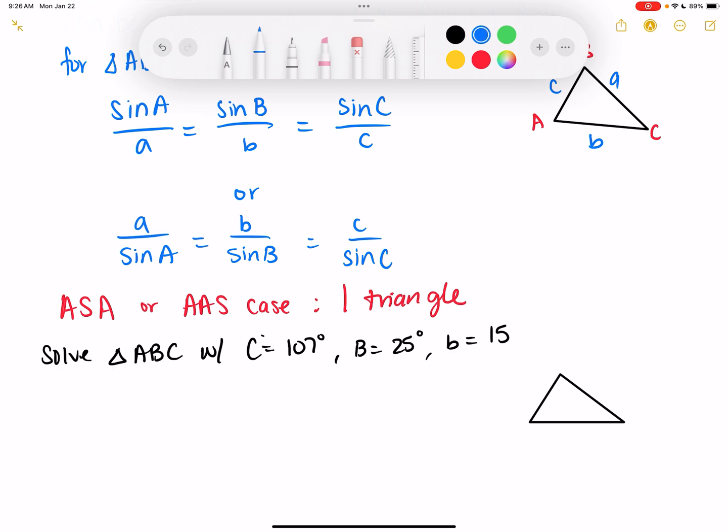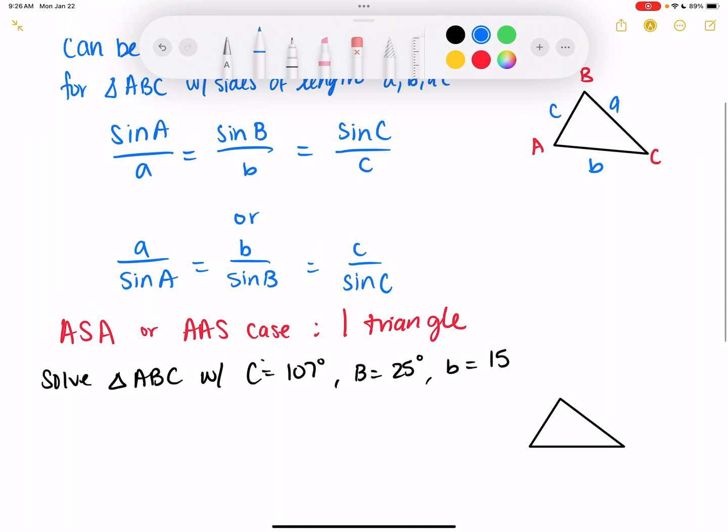For consistency, I'm going to go with what I had written up here, the way I did this triangle. So this is going to be angle C, and that is 107 degrees. Angle B is here. This is going to be 25, and obviously it's not proportional. And then side B is down here, and that is going to be 15.